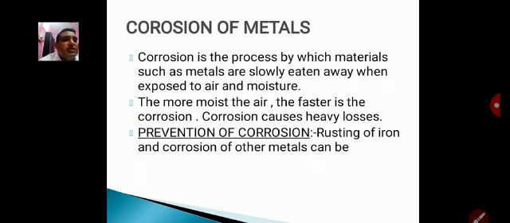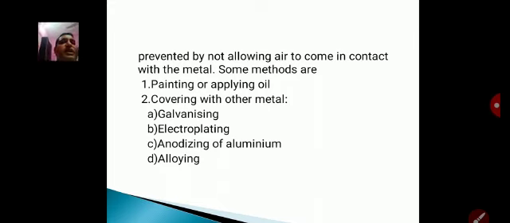We have to prevent the corrosion with the help of different methods, by not allowing air to come in contact with the metal. Some methods are like galvanization. Galvanization is the process of applying a protective zinc coating to iron or steel. And electroplating is the coating of an object with a metal. It involves passing an electric current through a solution called an electrolyte.